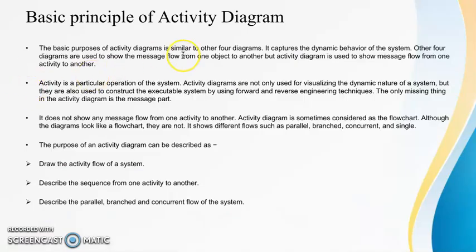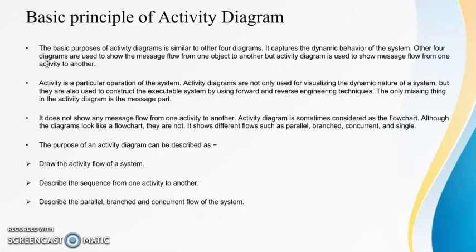So these are the basic principles of an activity diagram. As you can see, the basic purpose of activity diagrams is similar to the other four diagrams. It captures the dynamic behavior of a system. The other four diagrams are used to show the message flow from one object to another, but activity diagrams are used to show the message flow from one activity to another. An activity is practically a portion of the system.